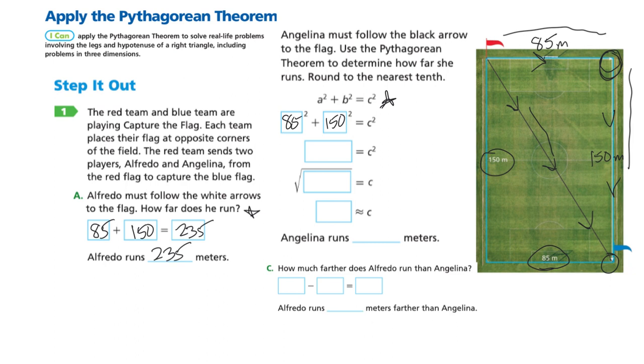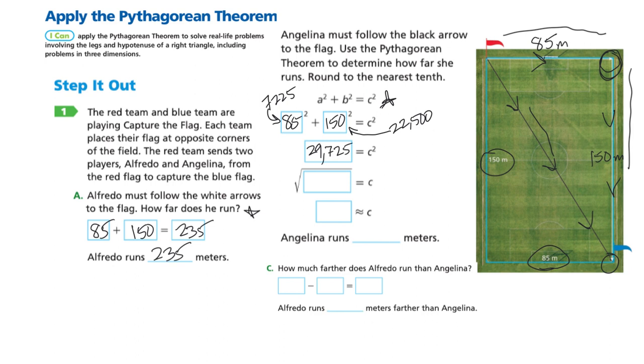They don't show you all those calculations, but 85 squared is 7,225. I'm just going to write it up here. And 150 squared is 22,500. So that's b squared. This is a squared. When you add those two together, you get 29,725.